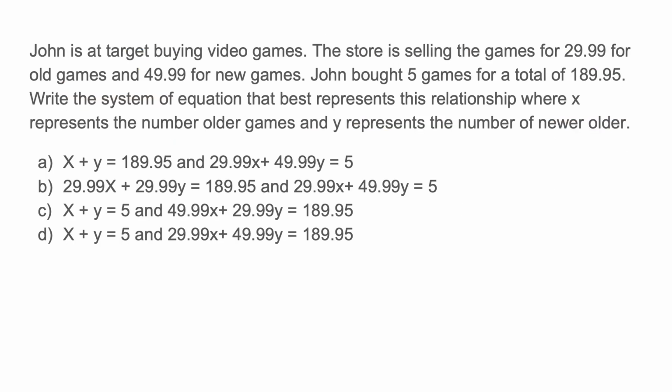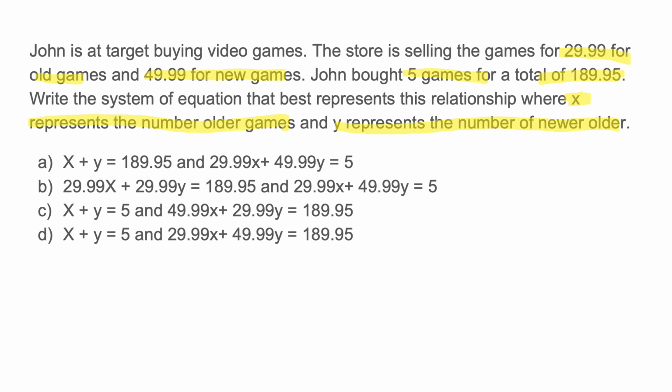Alright, next problem. John is at Target buying video games. The store is selling the games for $29.99 for old games, $49.99 for new games. John bought 5 games for a total of $189.95. Write the system of equations that best represents this relationship, where X represents the number of old games and Y represents the number of newer games.